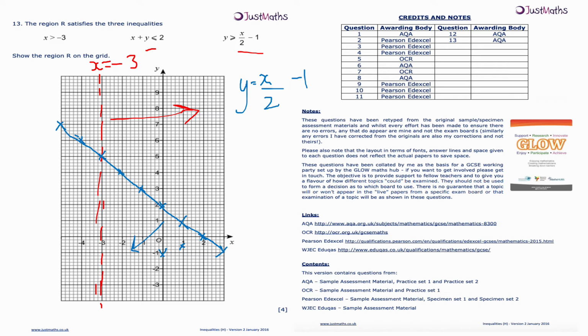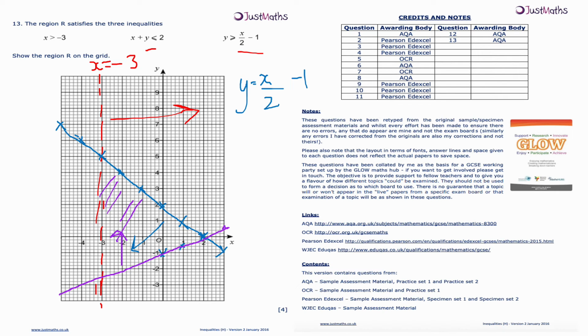Okay, so this one's going to be a bit trickier. When x is 2, 2 divided by 2 is 1. It's going to be there. Okay, when x is 3, 3 over 2 minus 1, it's going to be somewhere here. So it's going to look something like that. It is a bit steeper. And y is greater than or equal to, so it has to be up here somewhere. So the region that it could be is all of this here.